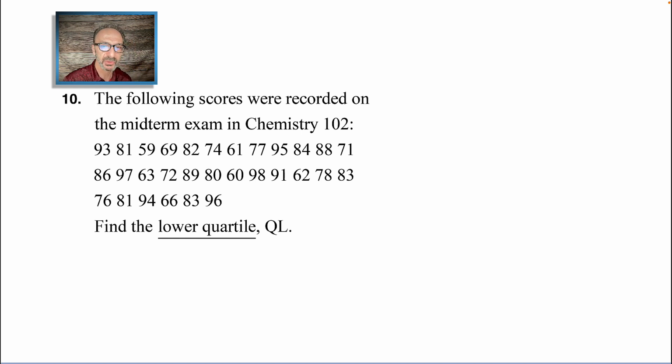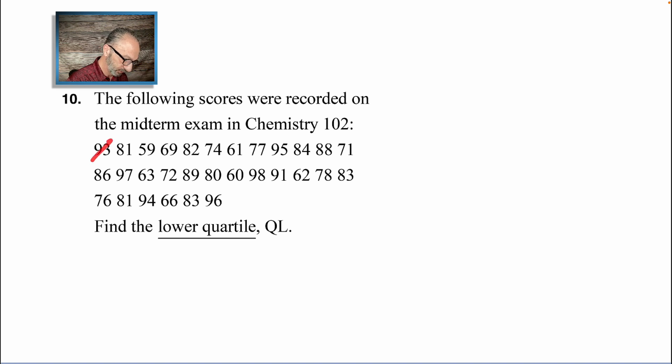The following scores were ordered on the midterm exam in Chemistry 102. 93, 81, all the way to 96. Find the lower quartile. In short, we call it QL. Well, here's how we do it. First, let's count the numbers.